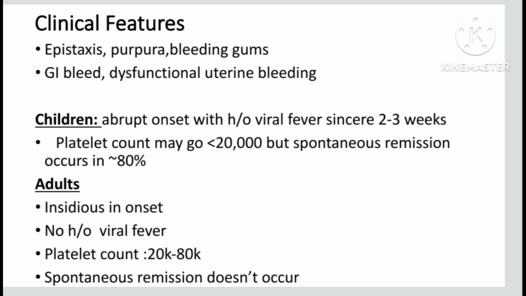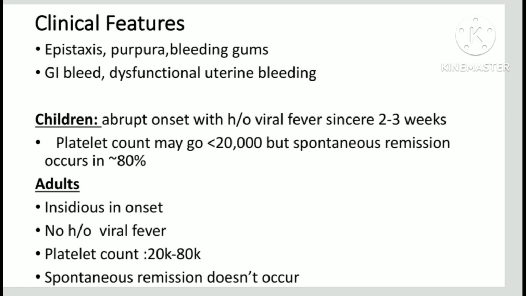Now coming to the clinical features. ITP and TTP are platelet disorders. So once I say platelet disorder, you should be able to say what the basic clinical feature the patient will be having. Yes, it is epistaxis, purpura and bleeding gums. If in case you don't know, let me say it again. Any platelet disorders like ITP, TTP and many others will have clinical features like epistaxis, purpura and bleeding gums, whereas the coagulation disorders like hemophilia will have hemarthrosis.